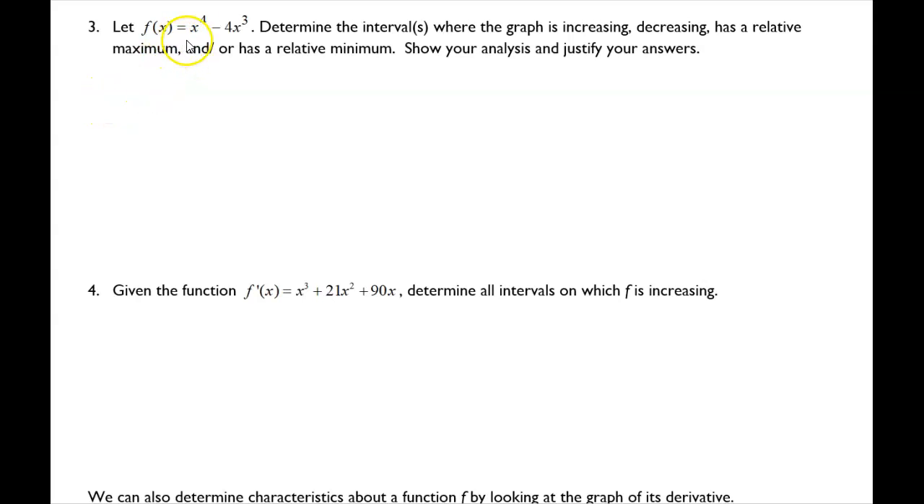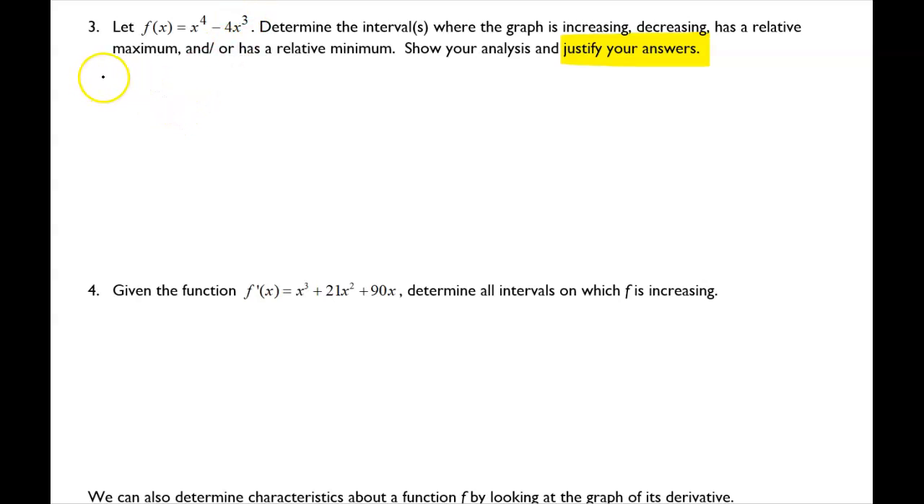In example 3, we have f of x equals x to the 4th minus 4x cubed. And again, it asks us to find where this graph is increasing, decreasing, has relative maxes and mins. So showing our analysis and justifying our answers. So that justifying our answers is important. That's where we use the derivative to explain how we got our values.